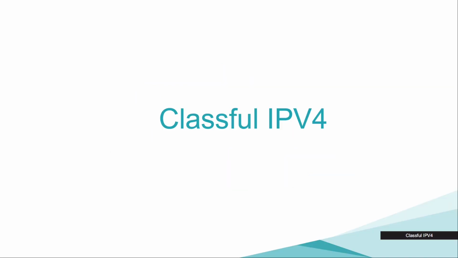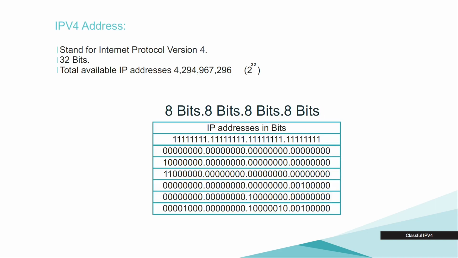In this lesson, we will learn about Classful IP version 4. IP version 4 stands for Internet Protocol version 4. IP version 4 consists of 32 bits. The total available IP addresses for IP version 4 is 4,294,967,296. So if we calculate 2 power of 32, it will give us this number.